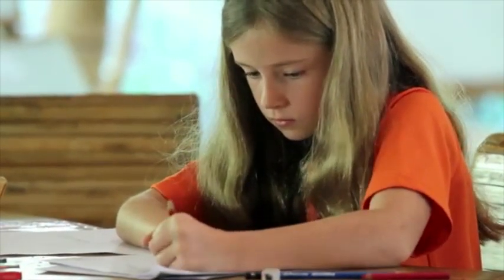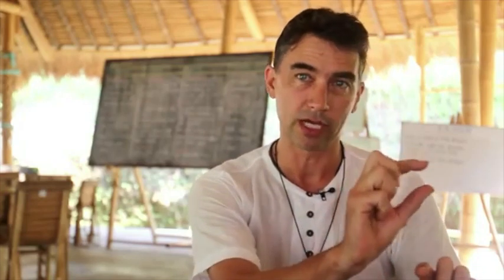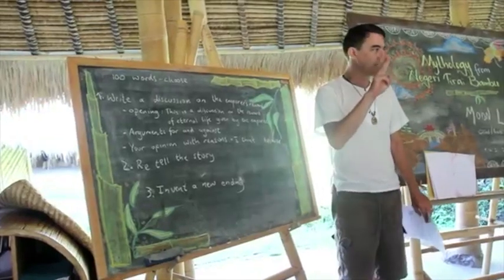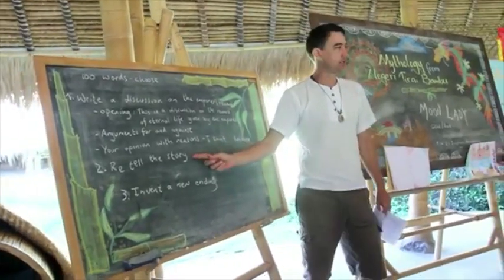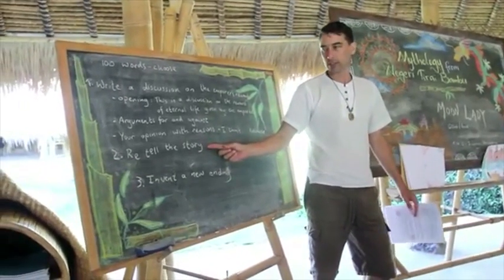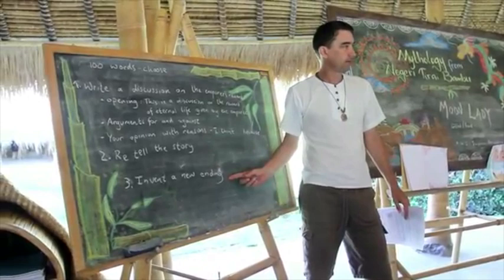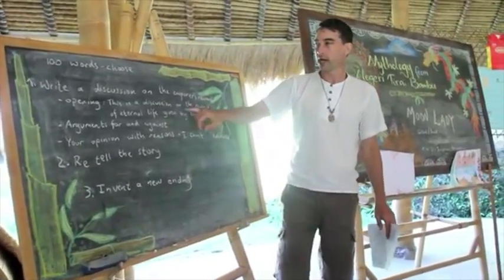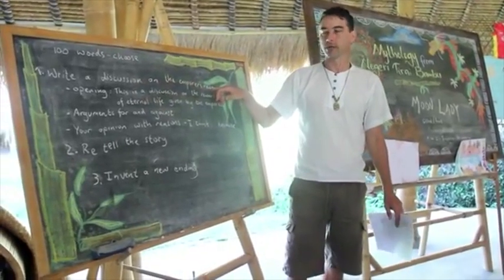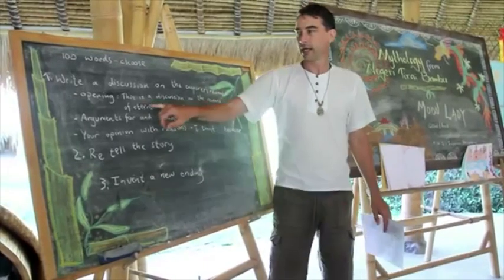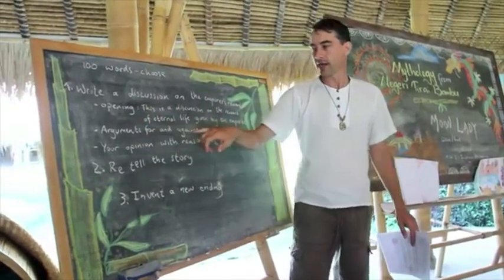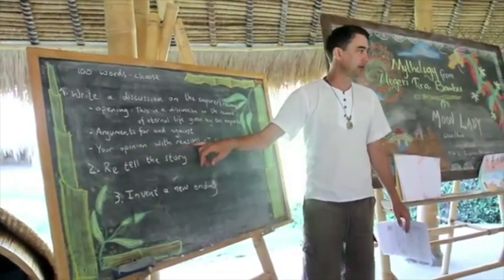Not only will I offer them that one task, but I'll offer them a more supported task and a more challenging task as well. So the children have got free choice as to what level of activity they want to participate in. There's 3 choices. You can either retell the story, so just rewrite it in your own words. You can retell the story but invent a new ending. Or you can write a discussion on the Emperor's reward. Now a discussion looks like this. It has an opening, it has arguments for and against, and then it has your opinion at the end.